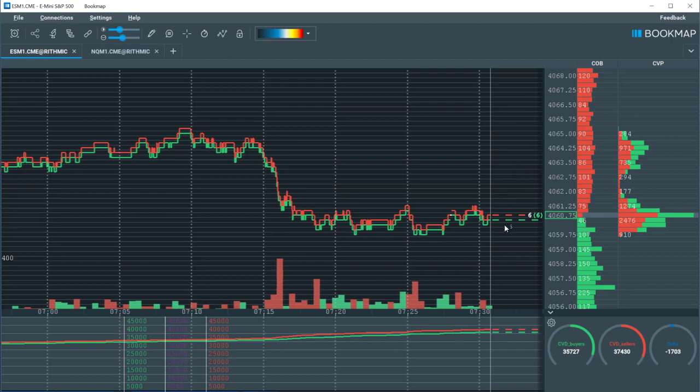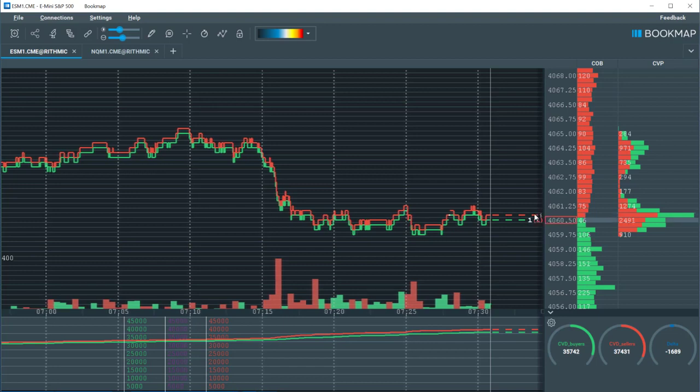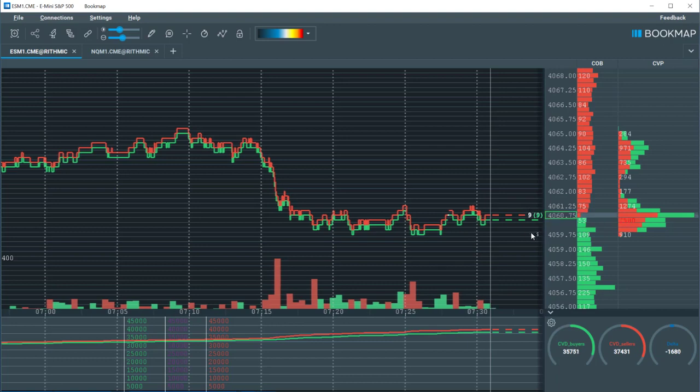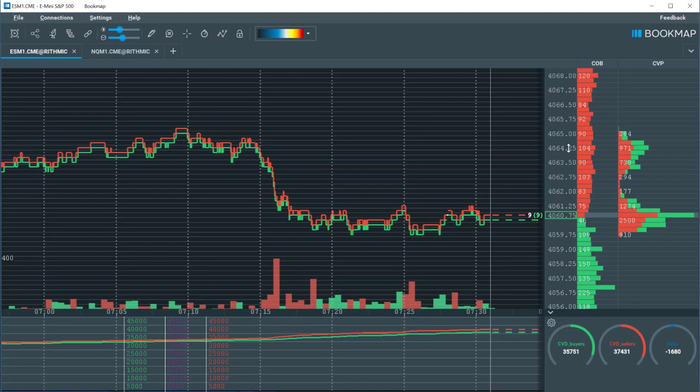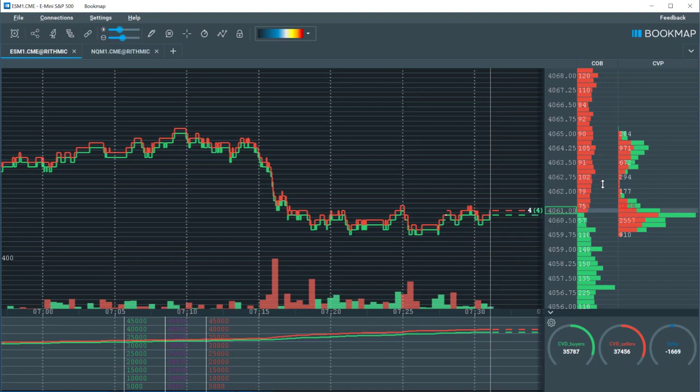The dashed green line is the best bid, and the dashed red line is the best offer. This number represents the last traded volume on the best bid and offer. To the right of that, we have the price ladder, and then we have the data columns. We're going to cover the current order book column. Other data columns will be covered in a different video.